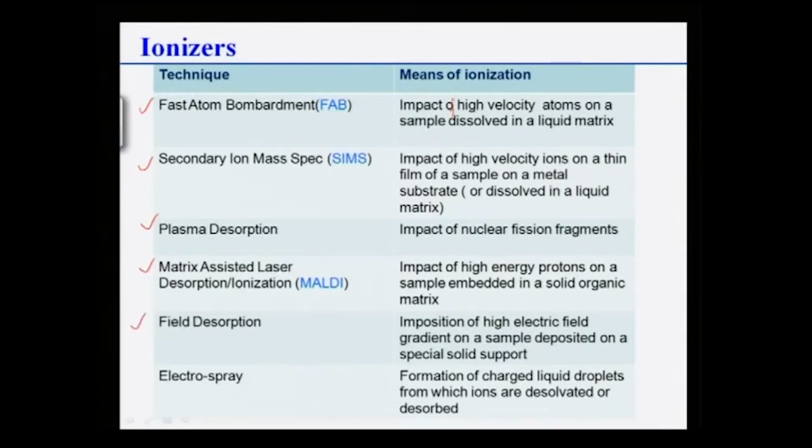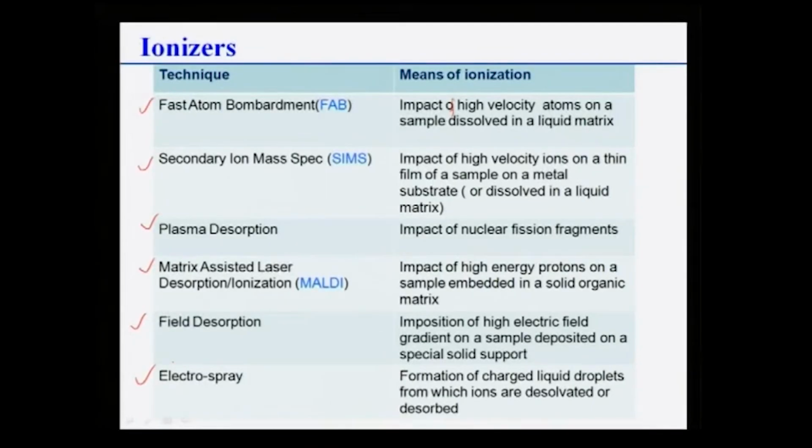Then one can do field desorption or electrospray. Field desorption is nothing but imposition of a high electrical field gradient on a sample deposited on a special solid substrate. Those of you who have some idea about atom probe, in an atom probe we do the same thing actually. We impose a high electrical field between the sample and another electrode, and because of the creation of the high electric field, the atoms in the sample are dislodged and come out as ions.